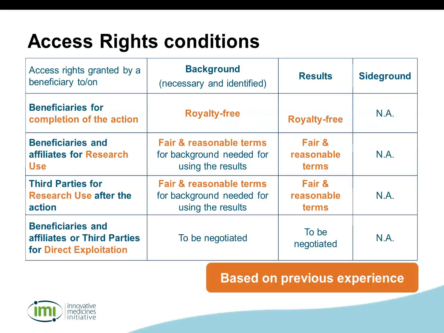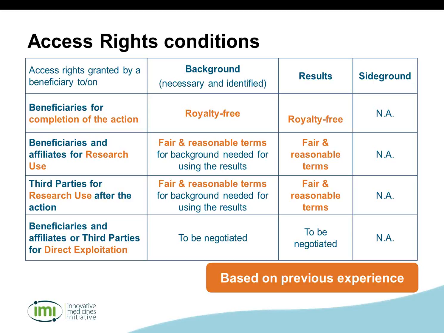Here you have a table where you can summarize the access right conditions, and you can really see that a beneficiary has royalty-free access to background necessary to use the result, and to result, if these concern completion of the action. While when we talk about research use, we talk about fair and reasonable terms. Fair and reasonable terms can be financial terms, but not only. It can consist of financial terms, but it can also be something else. And these fair and reasonable terms also apply to third parties for research use.